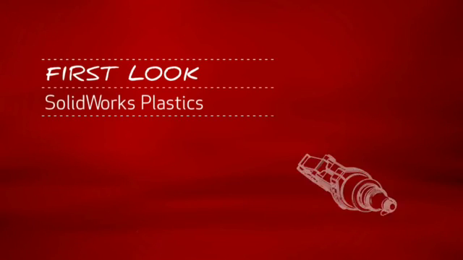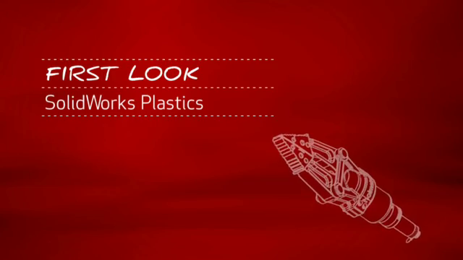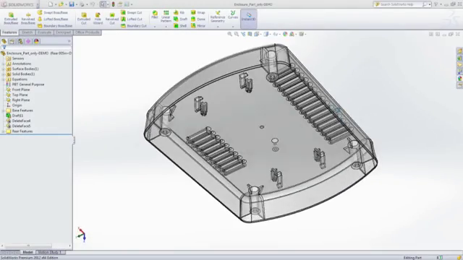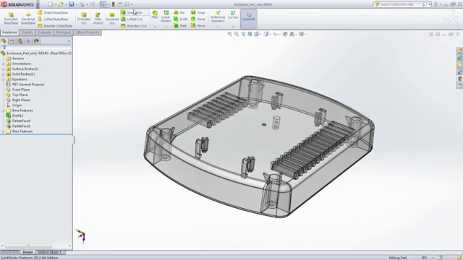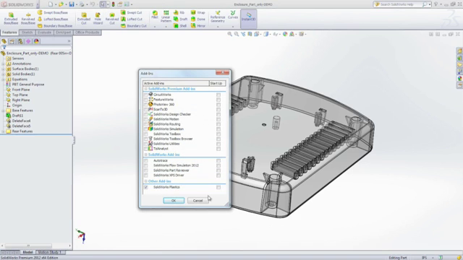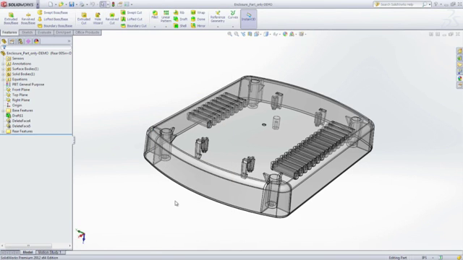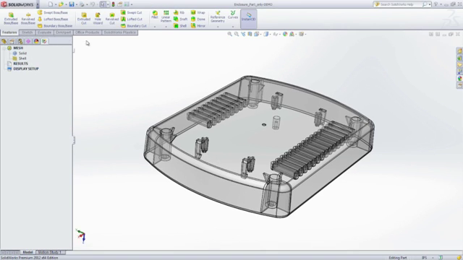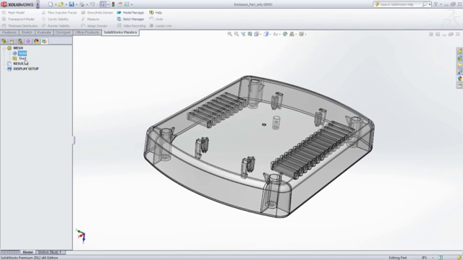This is your first look at SolidWorks Plastics. For companies that design plastic parts or injection molds, SolidWorks Plastics software helps users predict and avoid manufacturing defects during the earliest stages of part and mold design, eliminating costly mold rework, improving part quality, and decreasing time to market.